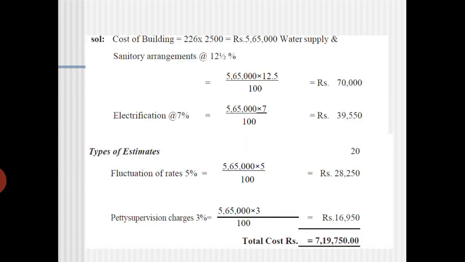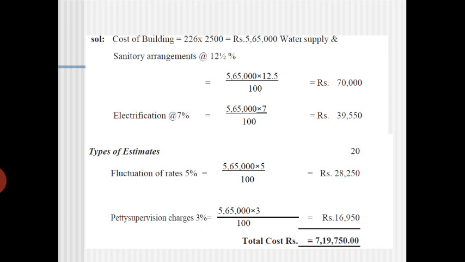If you solve this problem, of course the cost of the building can be calculated by multiplying the 226, that is the total area, into 2500 per square meter. So in total you are getting 5 lakhs 65,000. Of course, the water supply and sanitary arrangements at 12.5% rate is around 70,000 of that total plinth area estimate.